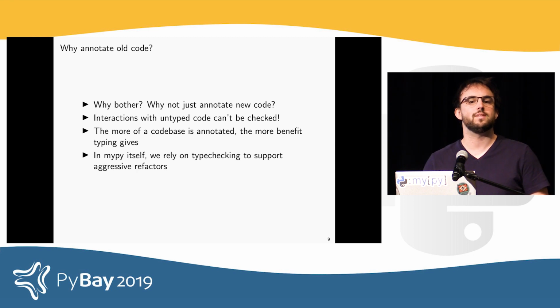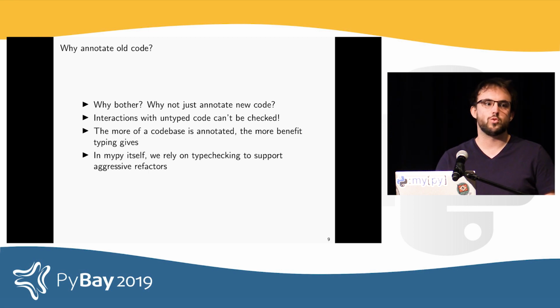It sort of is a positive feedback loop. The more you have typed, the more valuable typing is, and so the more it's useful to type the rest. And as a sort of anecdotal example, in mypy itself, since we're basically 100% typed, we can rely on typing to drive aggressive refactoring. If you rename something, if you move things around, if you refactor interfaces, the type checker will find all the call sites and tell you when they're broken. You don't need to track down all the failing tests, and maybe you don't need to track down all the corner cases if your test coverage isn't as good as it ought to be.